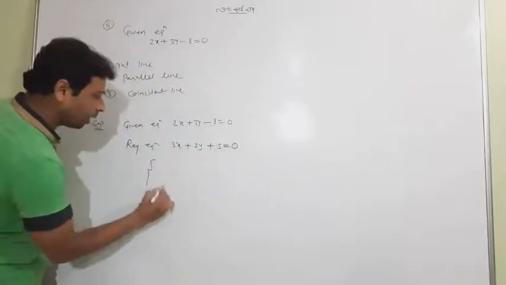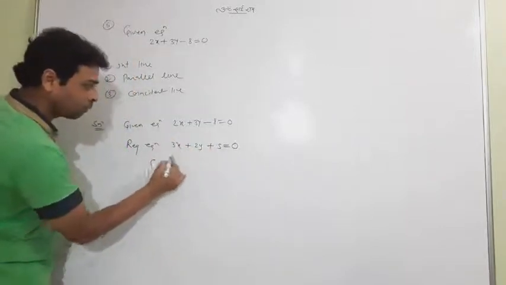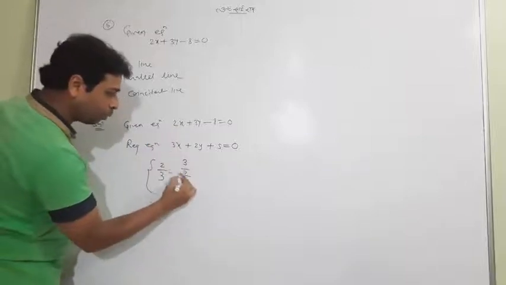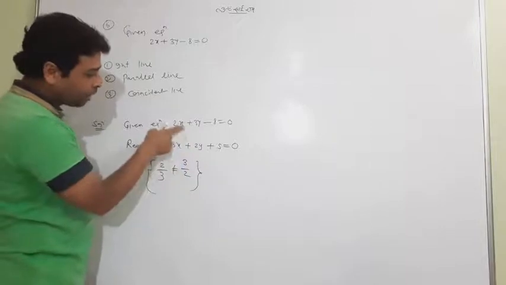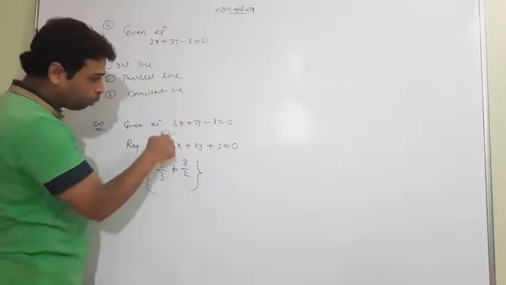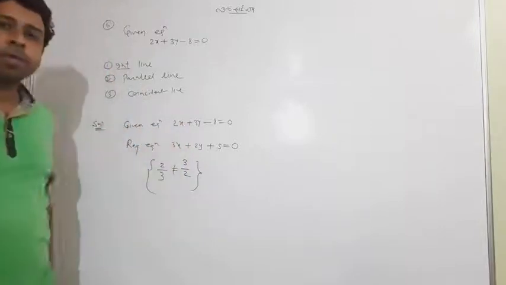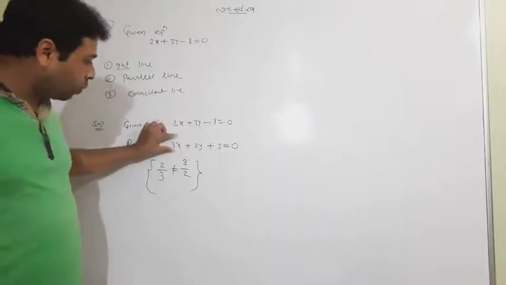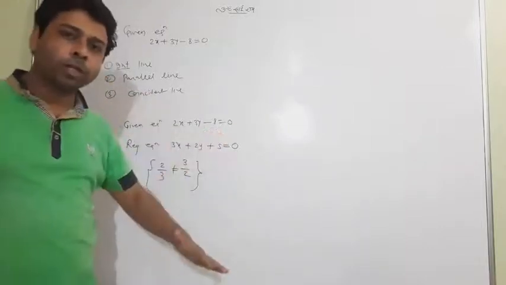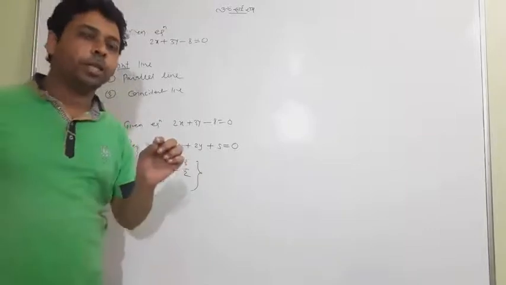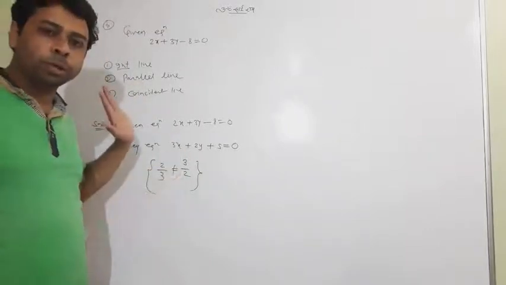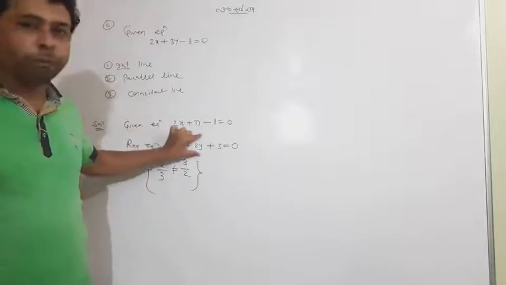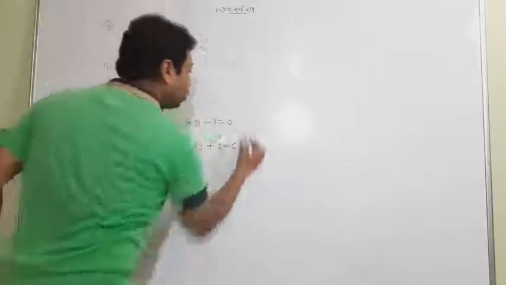It is the answer. Why? Because 2 upon 3, a1 upon a2, and b1 upon b2 are not equal in this case. Meaning this is the answer, and this along with that equation will represent intersecting lines. Instead of that, you can make any equation of your own, but it should satisfy a1 upon a2 not equal to b1 upon b2. Now it's up to you what you prefer. This is the first one. What is the second one?